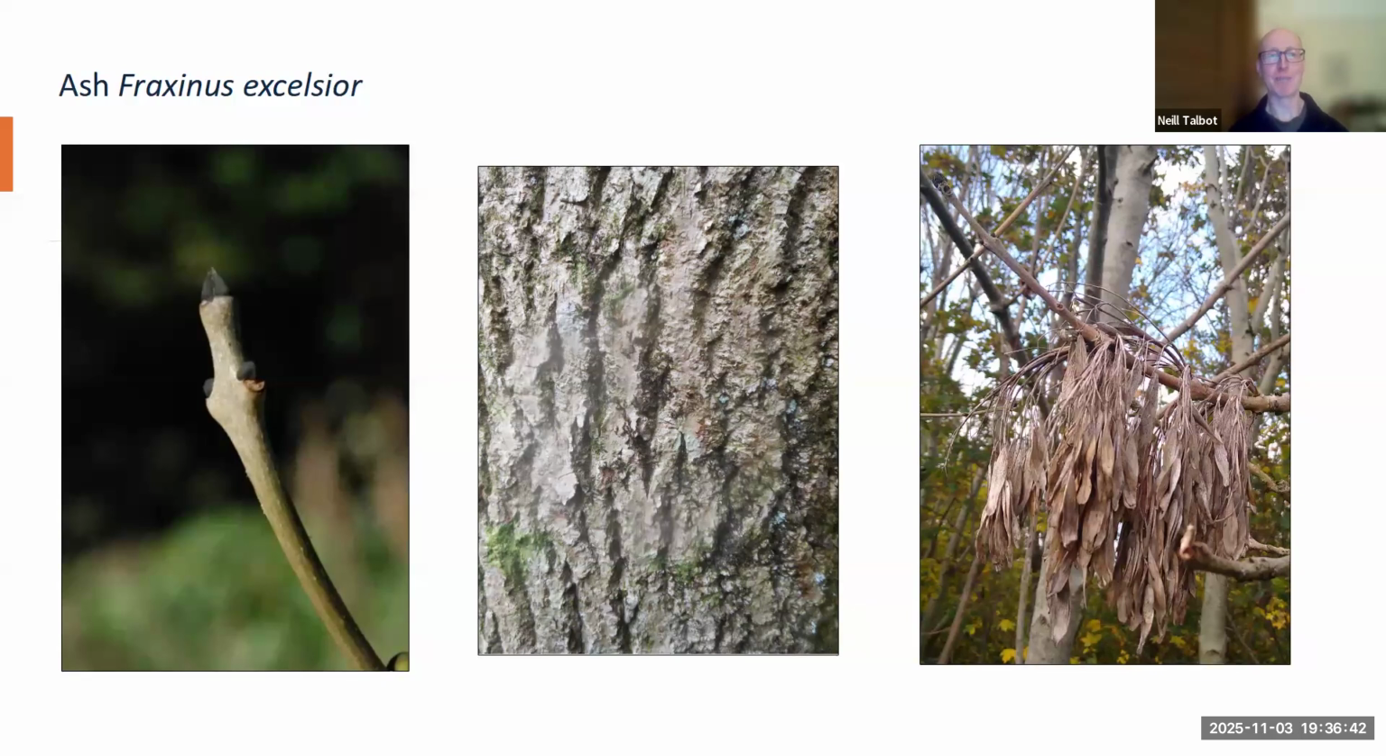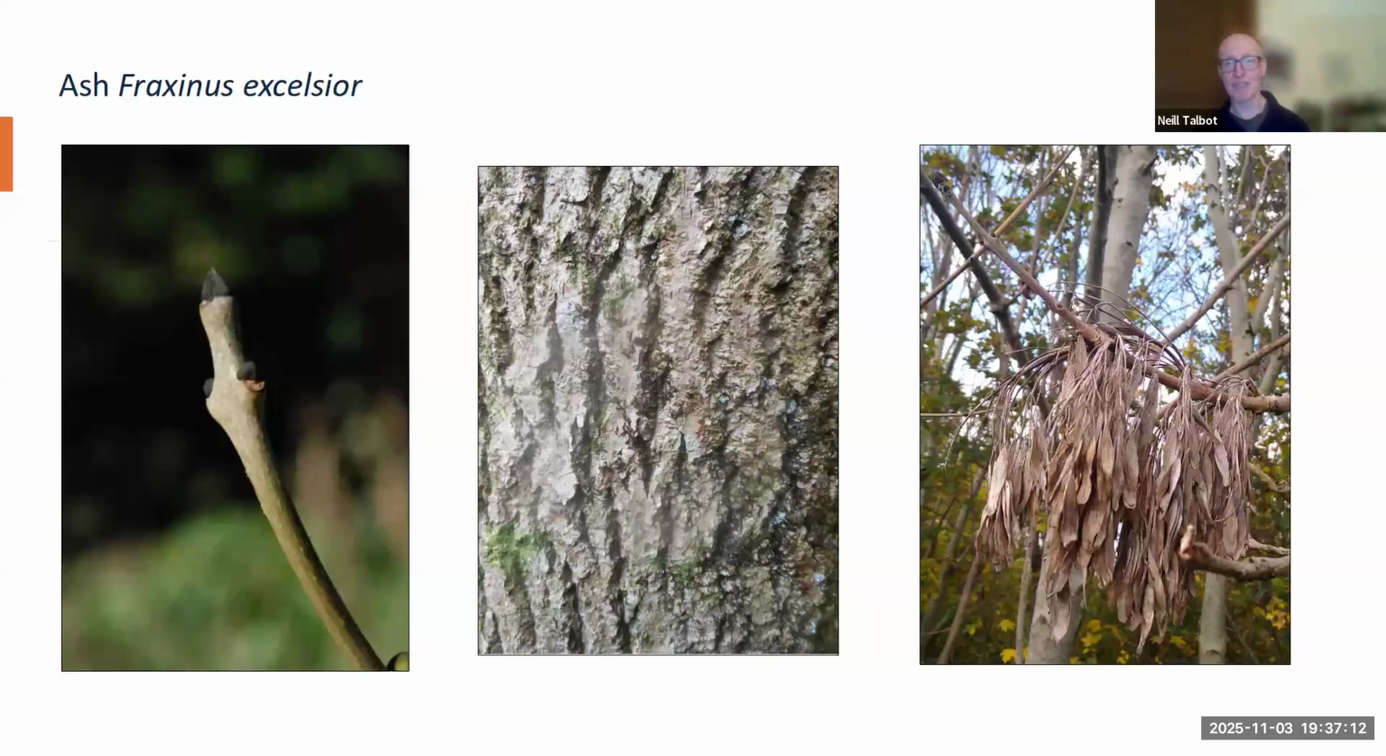I didn't mention earlier, but the buds at the tip of the twig are known as the terminal bud, and the ones on either side are the lateral buds, and those are usually smaller. On the ash, they're arranged opposite each other. So you'll see in this picture that the two lateral buds are immediately in line with each other.